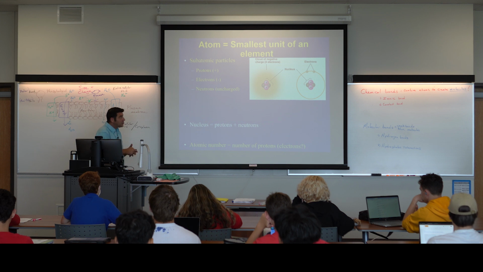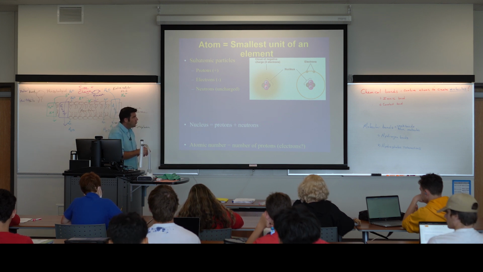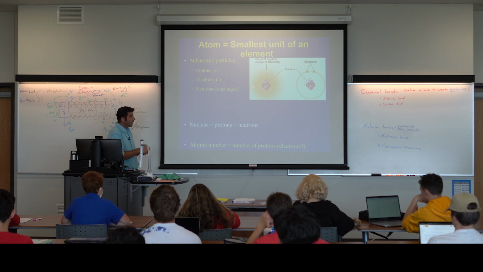What we need to know is protons and neutrons are in the nucleus. Protons always have a positive charge. Neutrons are neutral. They have no charge at all. The negative charge comes from those electrons that exist in this cloud of probability.